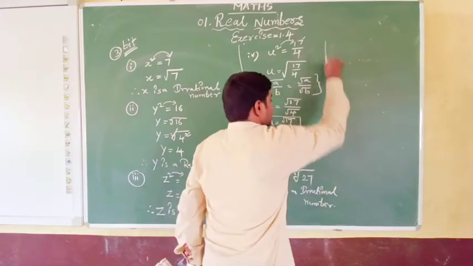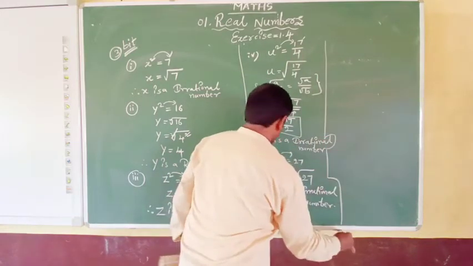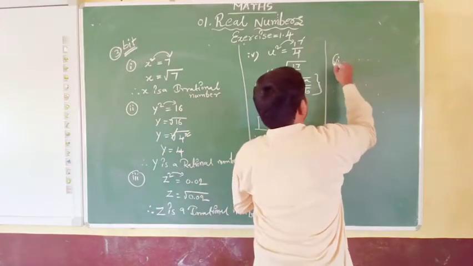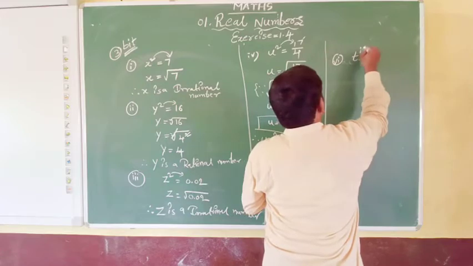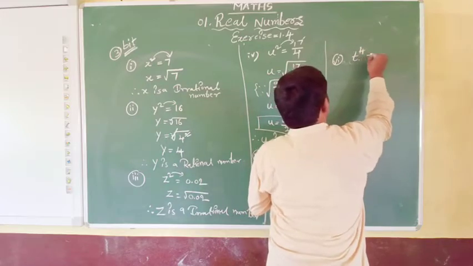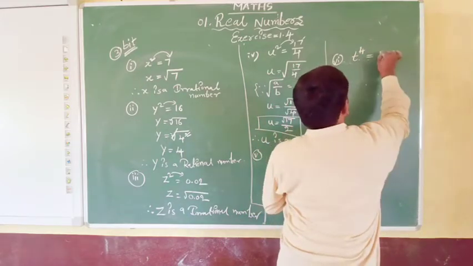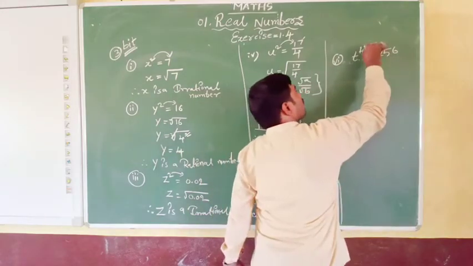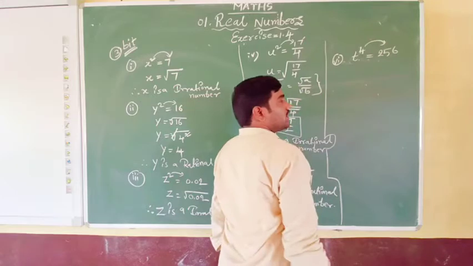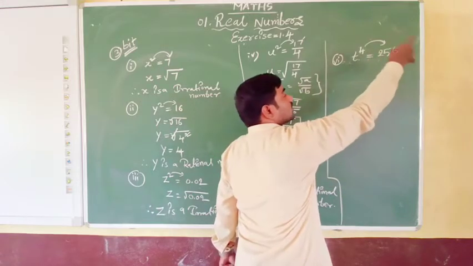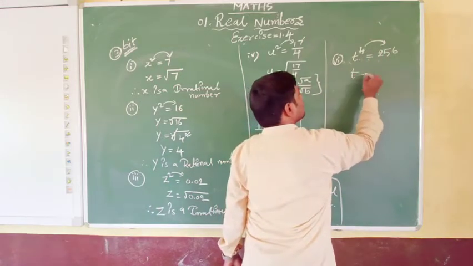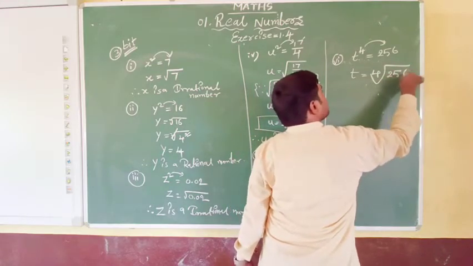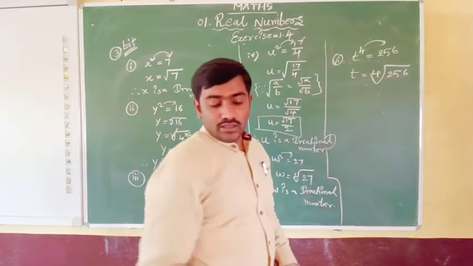W is an irrational number. Then we have the sixth one. Look at the sixth one: t to the power of 4 equals 256. This power 4, we transfer to this side. If you transfer 4, it becomes a fourth root. So t equals the fourth root of 256. So let us see.